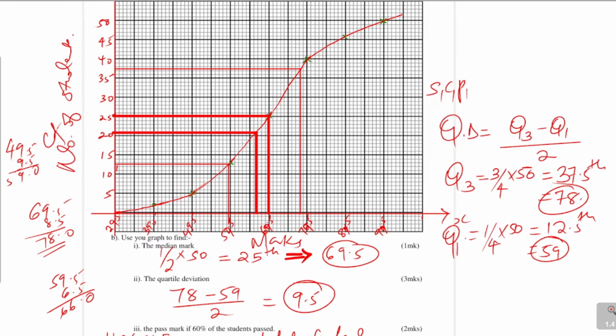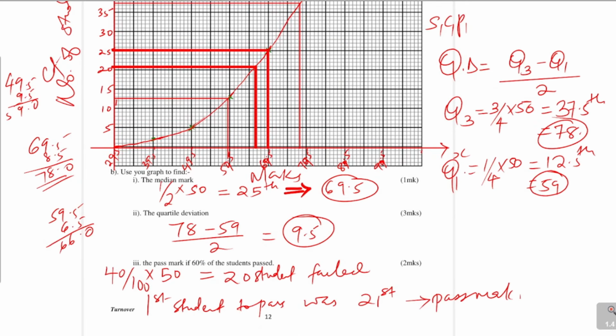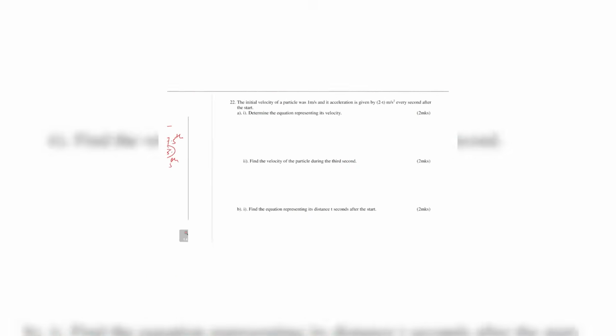The pass mark will be 66. So this point here, the 21st student was the first one to pass. So the pass mark probably could be 66. So the pass mark is 66 marks. 65, 66.5 is okay. Slight allowance is always given for graph work. And that is how you're supposed to solve that question.